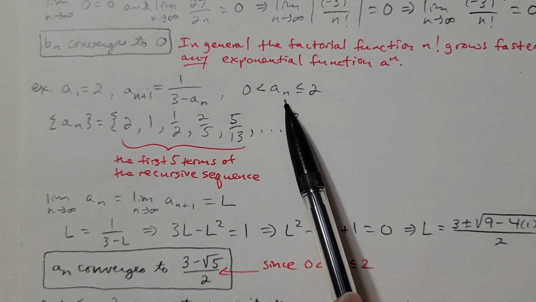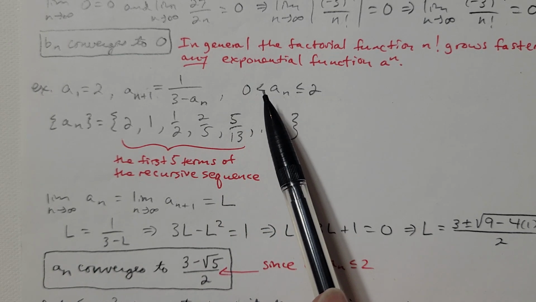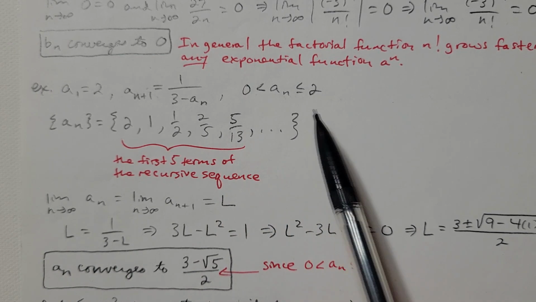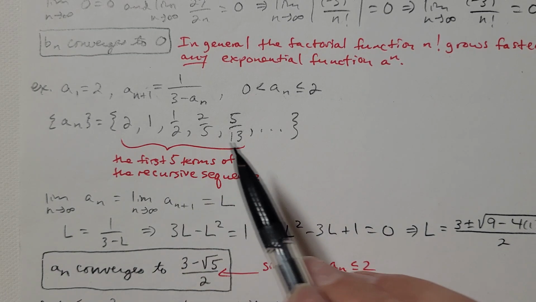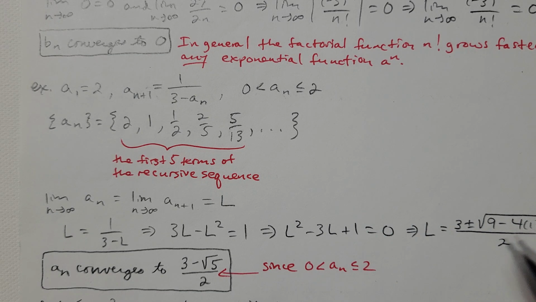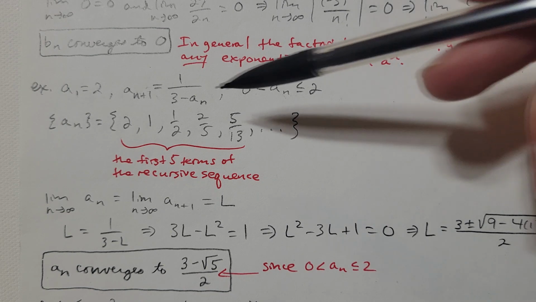Okay, a sub n always has to be a number that is positive but less than or equal to 2 as well. Okay, so let's just list out the first couple of terms here. And I'd like to know, does this sequence, a sub n, converge or diverge? That's the question here.